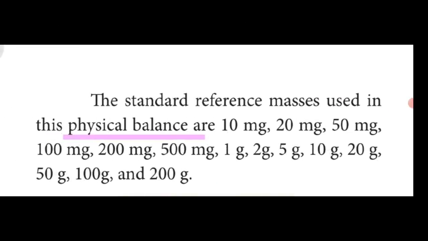What are the standard reference masses used in this physical balance? The standard reference masses used in this physical balance are 10 milligram, 20 milligram, 50 milligram, 100 milligram, 200 milligram, 500 milligram, 1 gram, up to 200 gram. These masses are measured accurately in the physical balance. Milligrams are also measured accurately. The physical balance is used in which place? Labs.